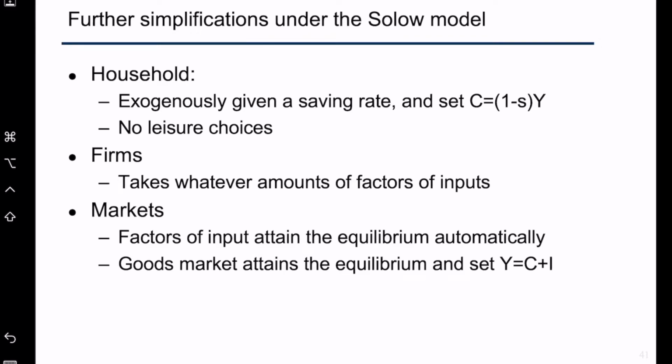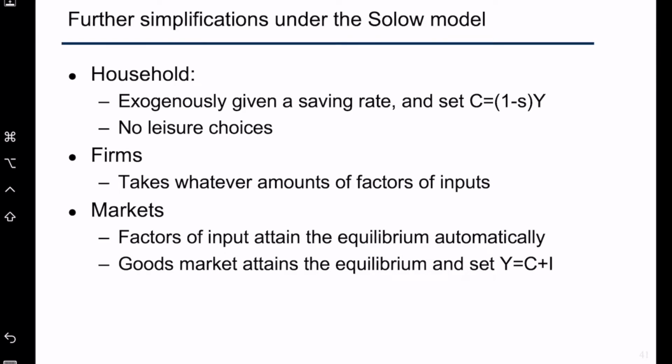The households are exogenously given a saving rate, so the total saving will become the investment and then turn into the capital stock available in the market. Given that the firms take whatever amount of capital is available in the market, therefore, factor input capital also attains the equilibrium automatically.